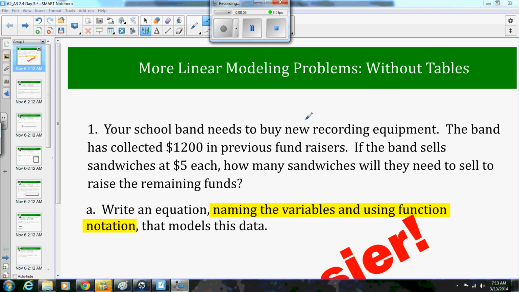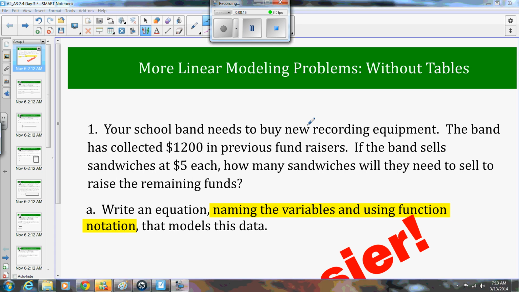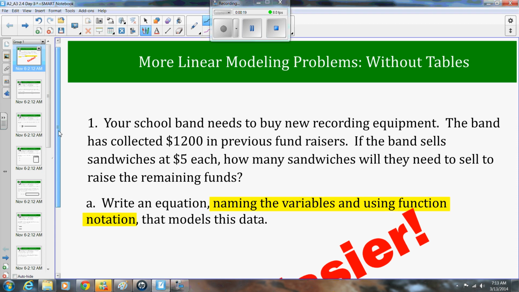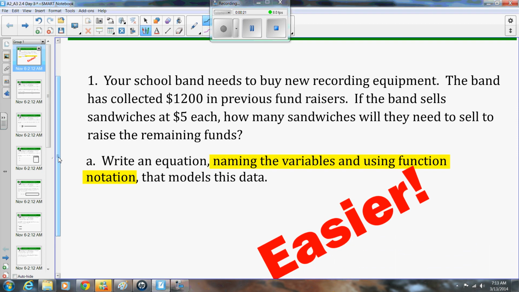Okay, hello class. Another fun video on linear modeling. Yay! Okay, in this one, instead of being given a table, this problem, as you can see below, or these types of problems, are much easier. It's the same thing that we've been doing in that we are coming up with equations, we are evaluating those equations and answering questions about them.